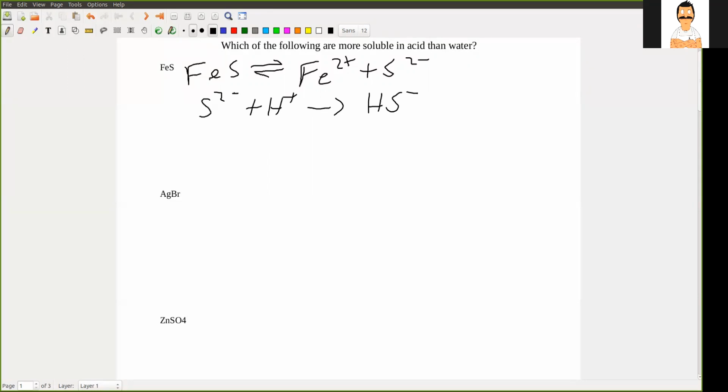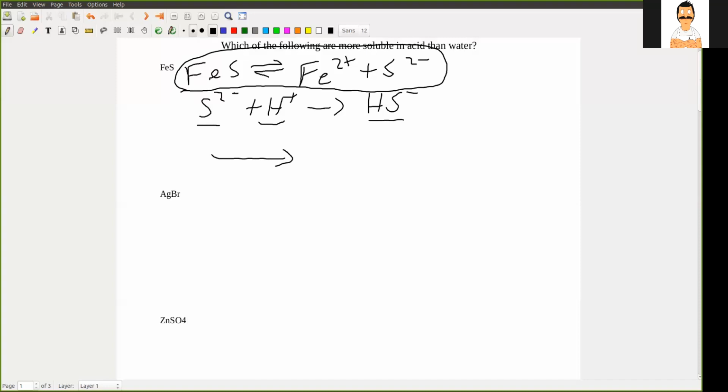From Le Chatelier's principle, we can determine that if this iron 2 sulfide were to dissolve in acid rather than water, these free protons would react with the sulfide ions and produce HS-. But that means you're taking away some of the sulfide ions from the top equation. Le Chatelier's principle states that the reaction will proceed toward the side that has some of its species removed in order to reach a new equilibrium. So this reaction will proceed to the right, which means it is more soluble in acid than in water.